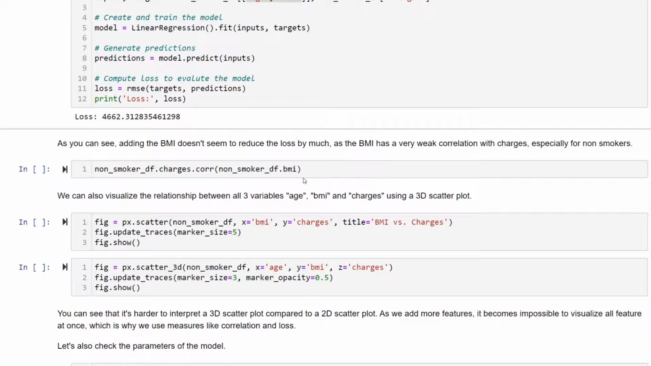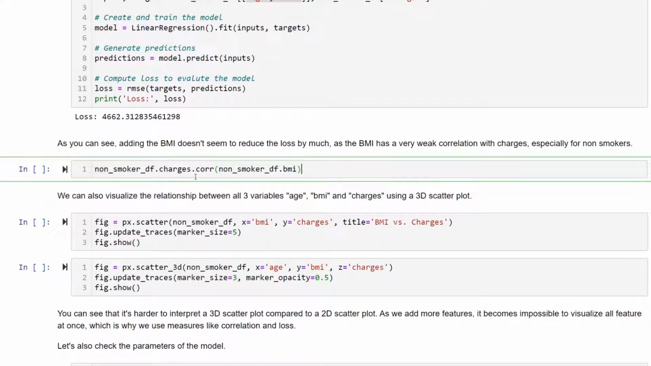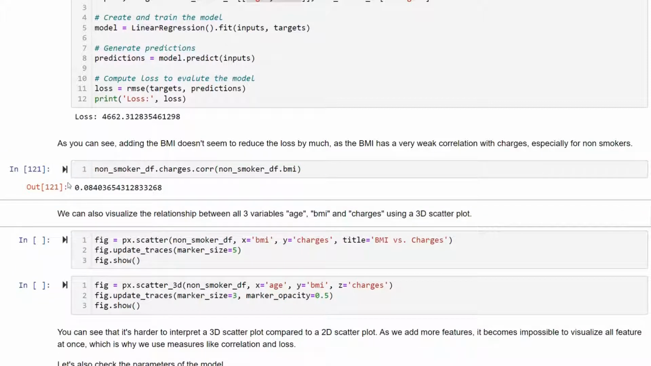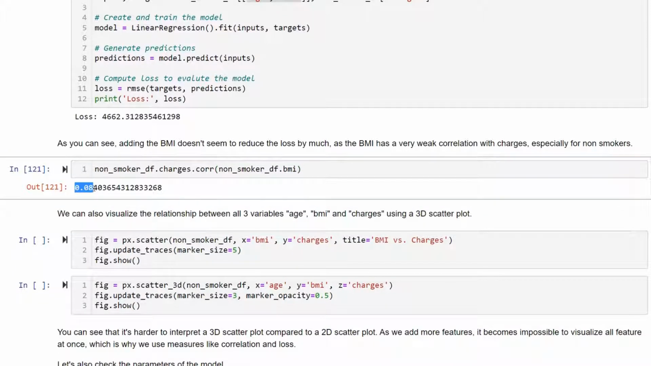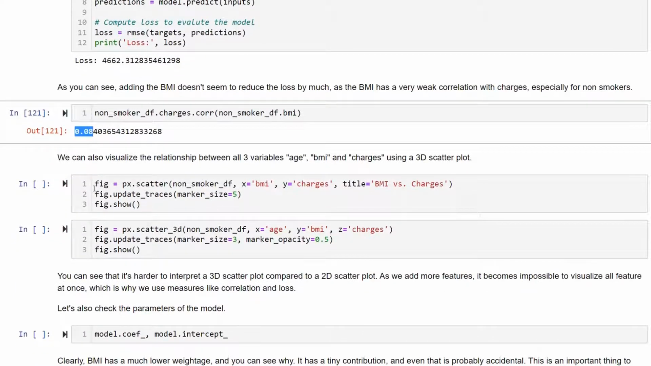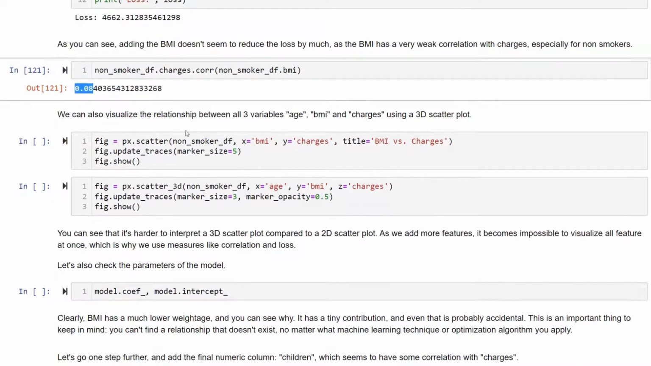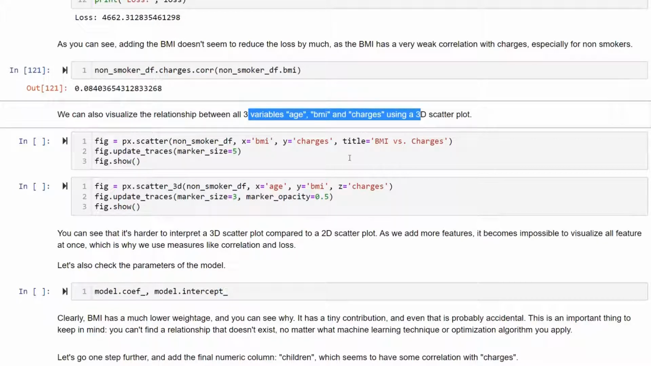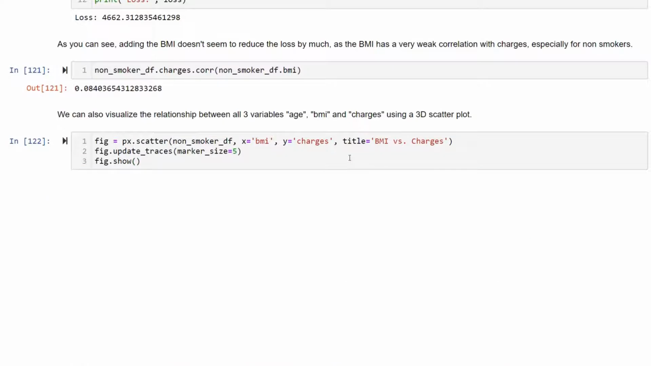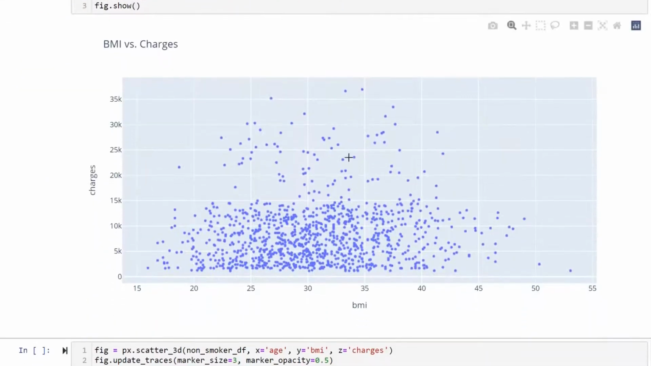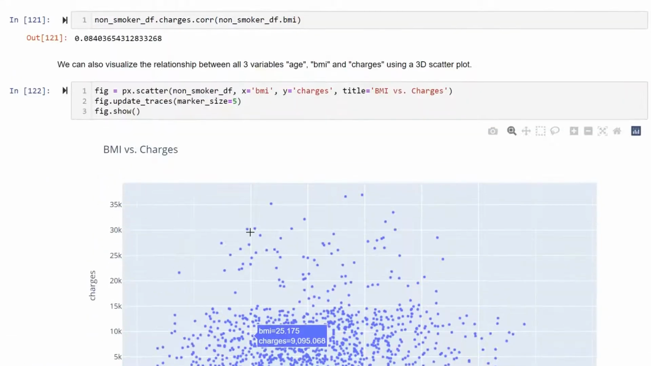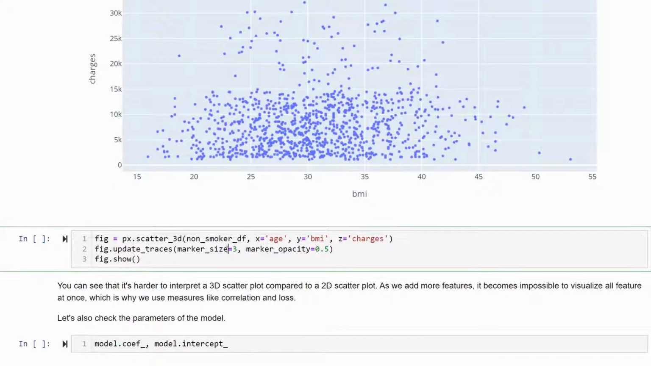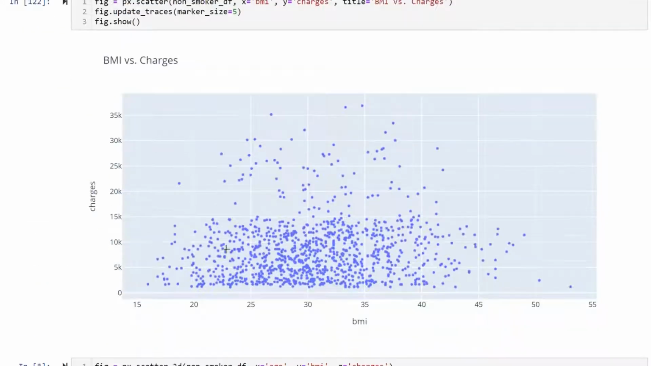We can also check the correlation between the non-smoker charges and the BMI, and it is about 0.08, which means only 8% correlation. We can also visualize the relationship between the three variables, age, BMI and charges, using a 3D scatter plot. This 3D scatter plot shows age, BMI and the charges. This was the BMI and charges.